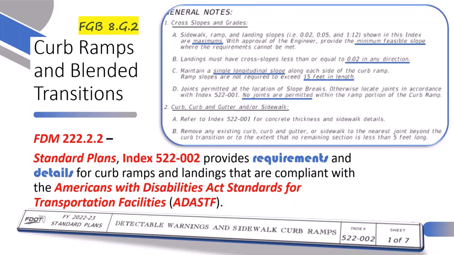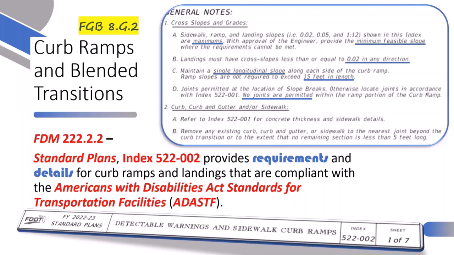And level is considered, as far as the ADA is concerned, a 0.02 slope in any direction. A surface slope of 0.02 in any direction is considered level as far as the ADA is concerned. Note 1C says that a single longitudinal slope along each side of the curb ramp is required. To me, that's going to eliminate from compliance the use of a curved curb ramp. In other words, our curb ramps need to have a tangent alignment. And I would attribute that to note C there.